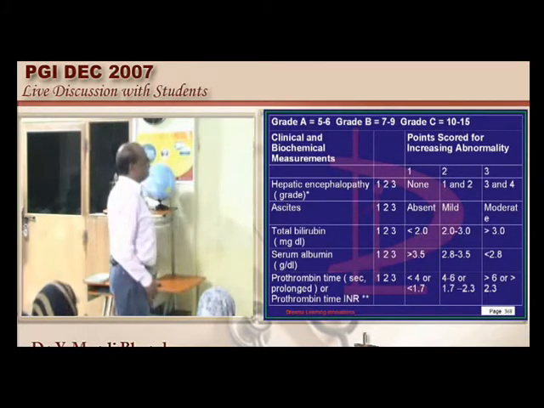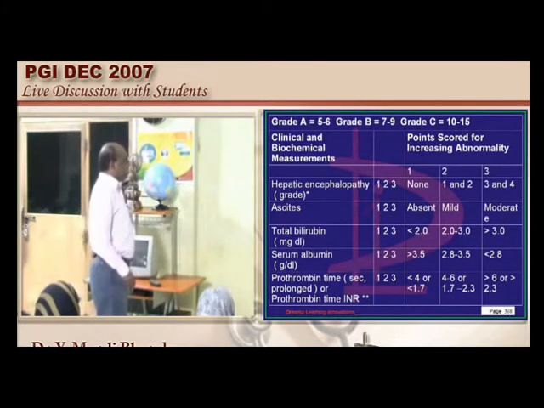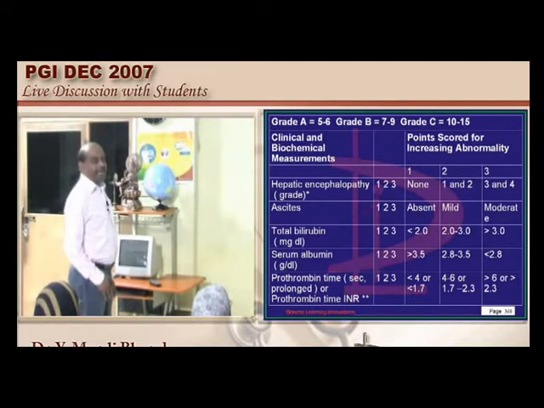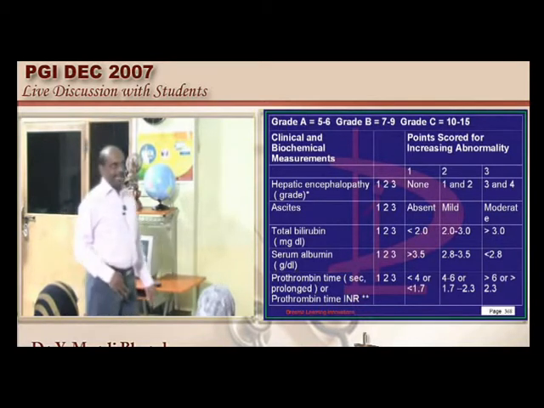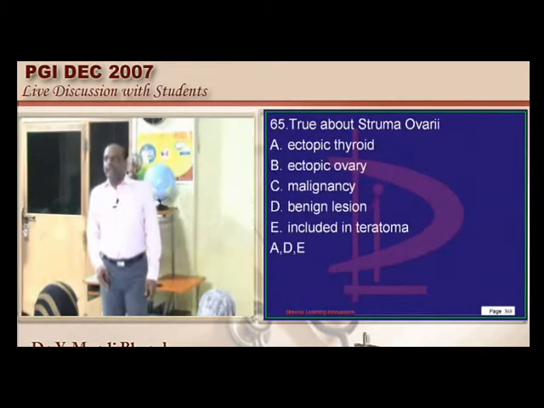So we have 5 components: B for bilirubin, A for ascites, N for nutritional status, serum albumin, and prothrombin time. They are all the important components. Accordingly, 5 to 6 is called grade A, 7 to 9 grade B, and 10 to 15 is grade C. That is how you basically calculate. Let's go to the next question.